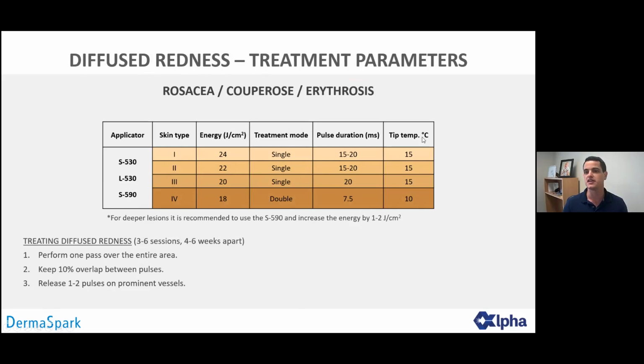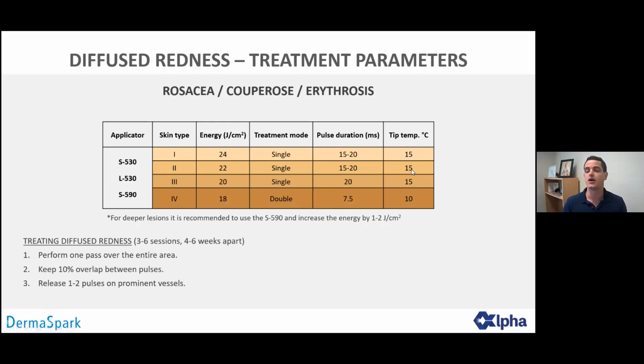What I do want to say here is that you see the tip temperature default is 15 centigrade, unless you are treating skin type 4, and then you want to have a better protection to reduce the risk of post-inflammatory hyperpigmentation, so we do want to cool down the skin a little bit more. So we will keep the tip temperature at 10. But generally speaking, if you can, increase the tip temperature to 15 degrees.